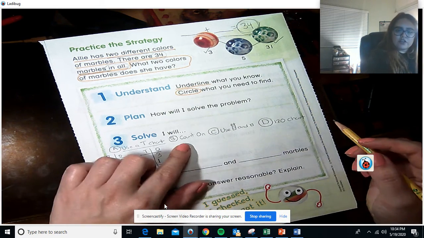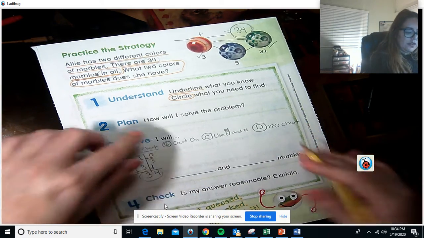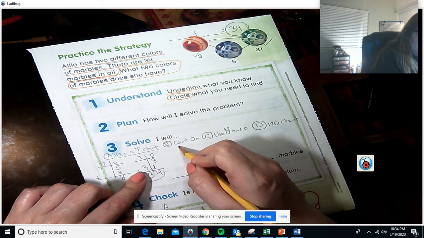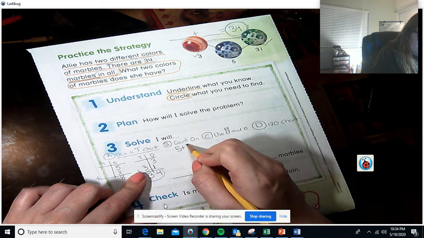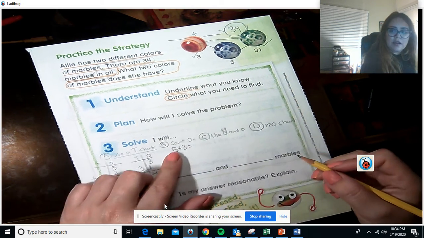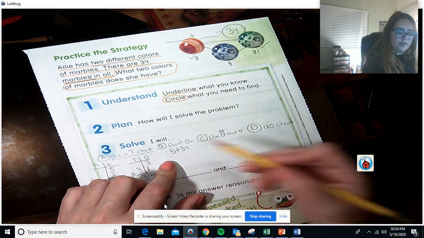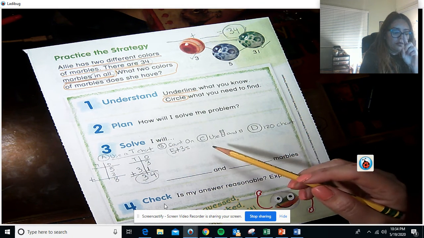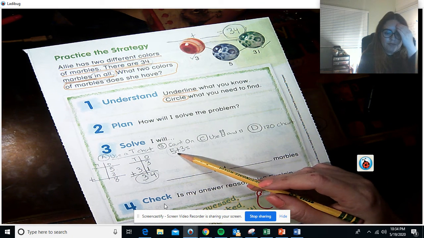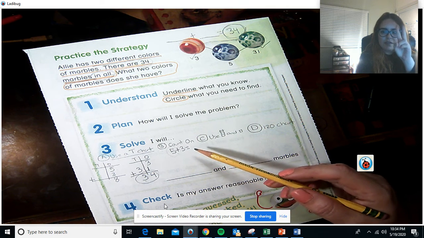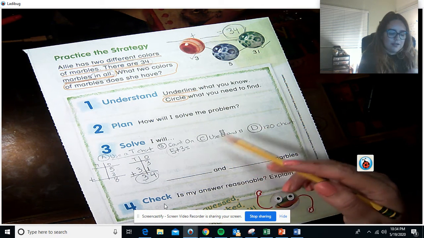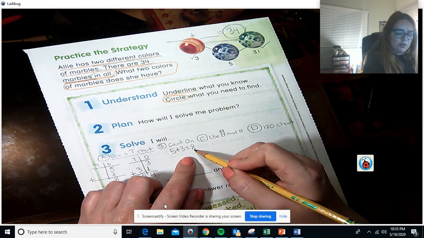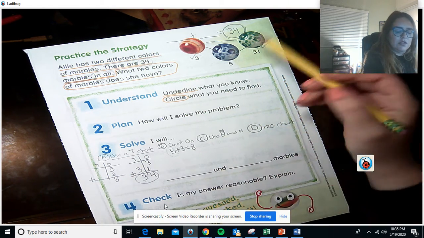Okay, another strategy I can use is to count on. So I could just do 5 plus 3. Okay, I put the bigger number in my head, 5, and then I add 3 more, right? So 5 stays in my head, 5, 6, 7, 8. 5 plus 3 equals 8. No, it can't be that one. It's too small.